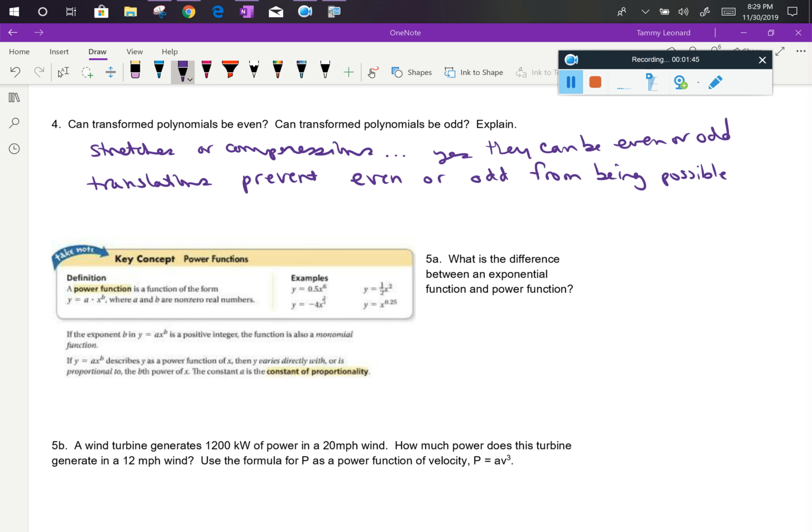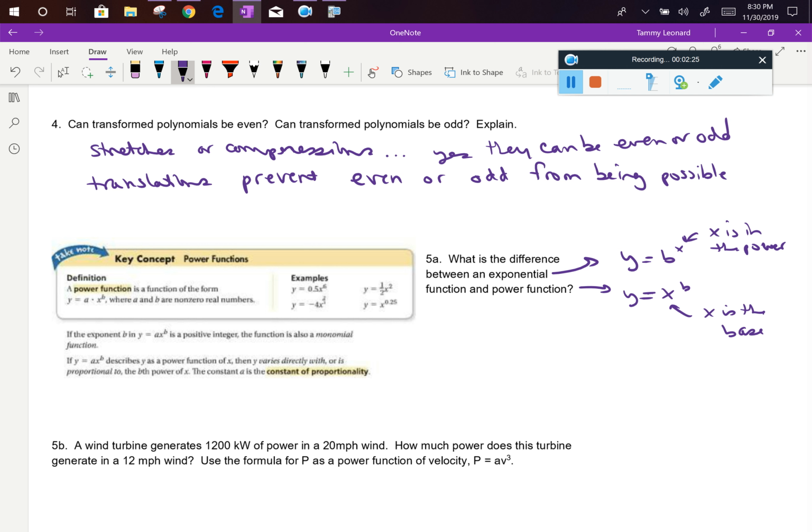So first of all, what is the difference between an exponential function and a power function? Well, in an exponential function, you would have something like y equals b to the x, where x is in the power. X is the exponent. Whereas in a power function, you would have something like y equals x to the b, where x is the base. So exponential functions are a completely different family of functions that do not follow the patterns of power functions. Power functions, your x is your base and your power is a constant.